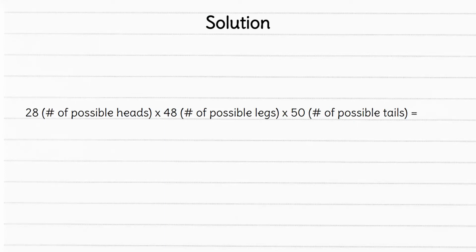So what we can do is multiply 28, which is the number of possible heads, times 48, which is the number of possible legs, times 50, which is the number of possible tails, to get 67,200 possible combinations. Awesome!